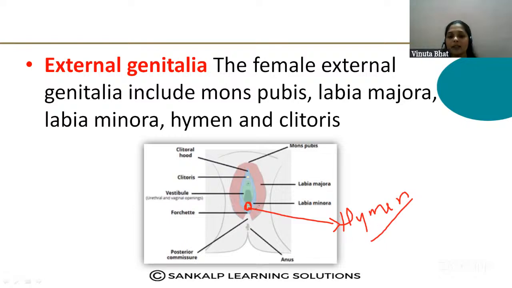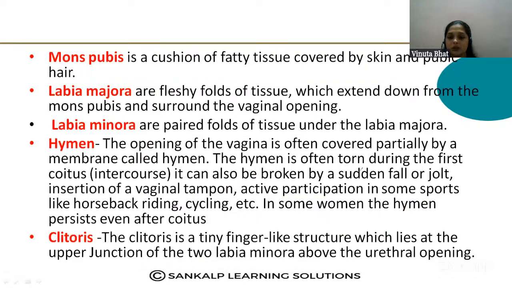Okay, this hymen is a layer. The layer is present above the vaginal opening, and that is called a hymen. This hymen is often torn during the first coitus, during the first intercourse, or it may be broken by sudden fall or insertion of a vaginal tampon or active participation in sports like horseback riding or cycling. So if you do any of these activities, the hymen may break.